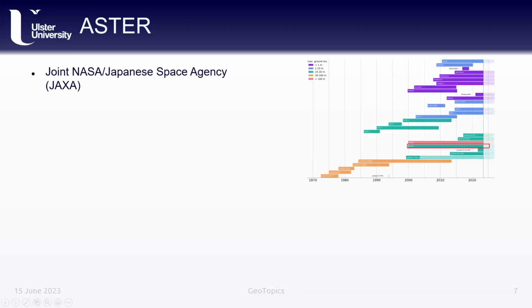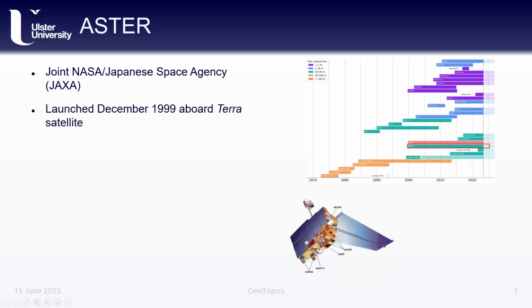But I want to talk about a different satellite. So all of those images were Landsat. So this is, again, the longest lasting satellite program that we have, starting from the early 1970s. I want to talk about ASTER, which is a sensor that was jointly developed by the Japanese Space Agency and NASA. And it was launched in December 1999 aboard the Terra satellite, which is shown here.